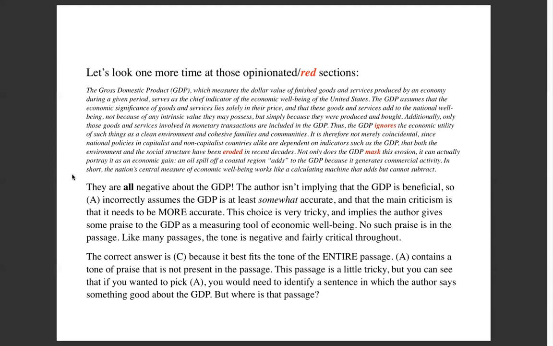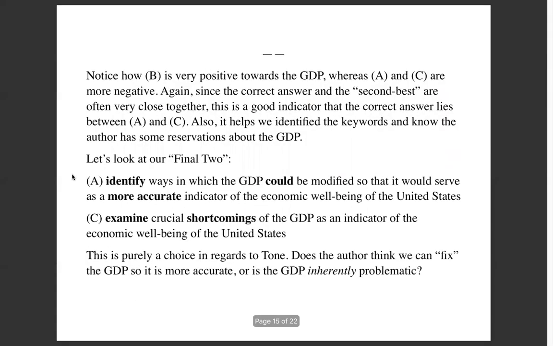All right, so the correct answer here is in fact C. Whoops, let's go back, read it one more time. So it's this one, right? Examine crucial shortcomings of the GDP, because that's what it's doing. It's not saying, oh, here's how the GDP could be modified so that it's more accurate. No, he doesn't say the GDP is accurate and that's so great. The whole passage is negative, negative, negative. Not so negative that it's a full-on persuasive passage, but negative enough that it both presents information about what the GDP is and then ultimately offers some negative opinion towards it.